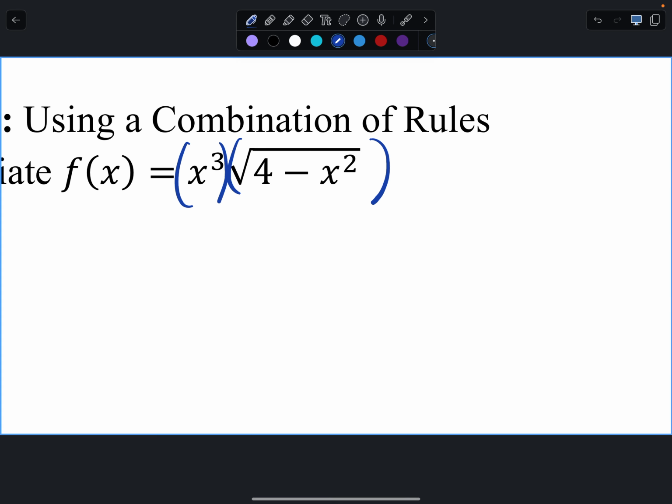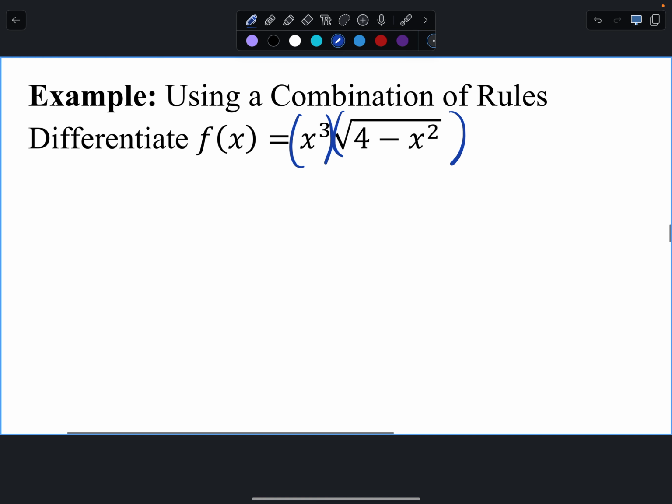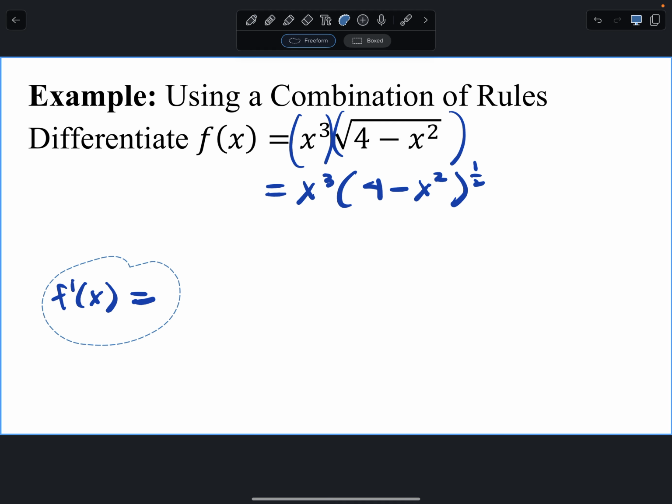Oh yeah, I remember now. So we only want to put f prime of x equals if it's the final answer? No, right away, as soon as I start to differentiate, applying the rules, I'm going to say f prime equals. Because if I was rewriting this as x cubed times 4 minus x squared to the 1/2, that's still f of x, right? So as soon as I start to differentiate, I want to assign that to be f prime.